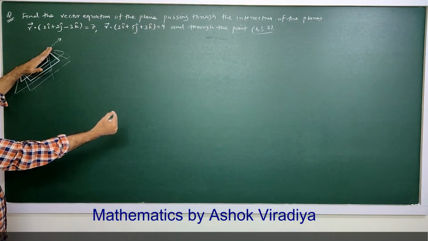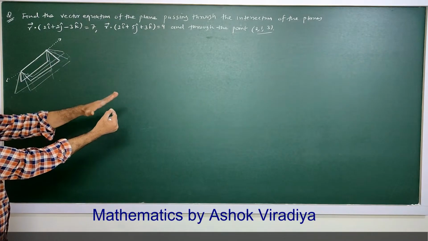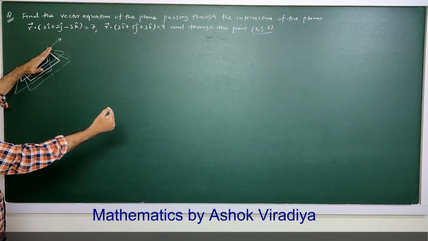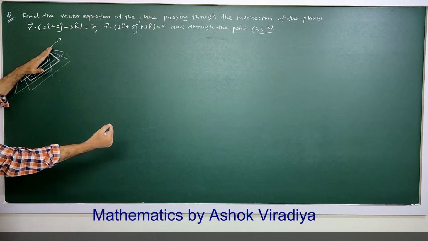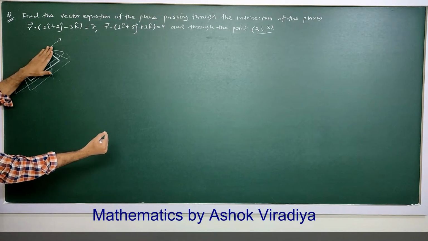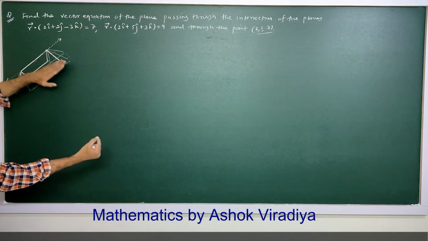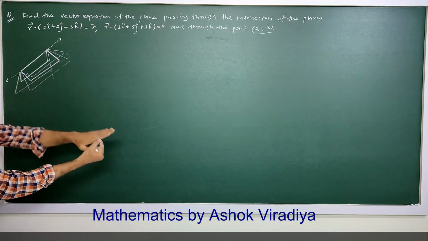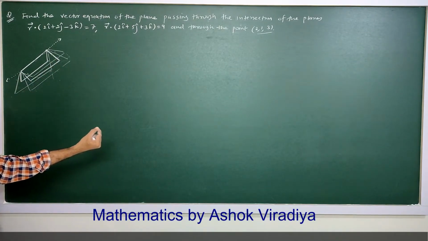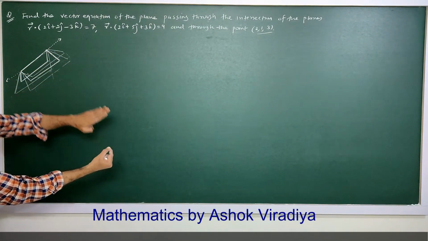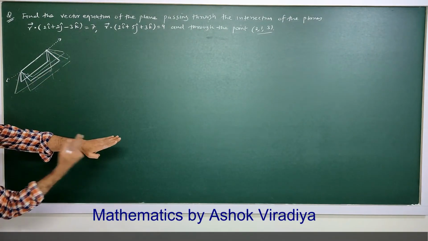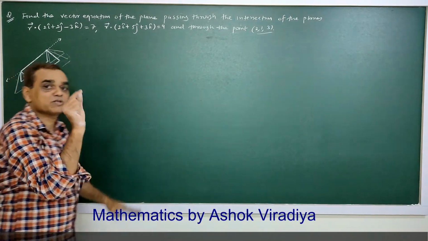But here you can imagine a plane. From this line, there exists a plane like this, which will include this point. Here is (2, 1, 3). So this plane is passing through (2, 1, 3). So this is the unique plane, and we need the equation of this plane.